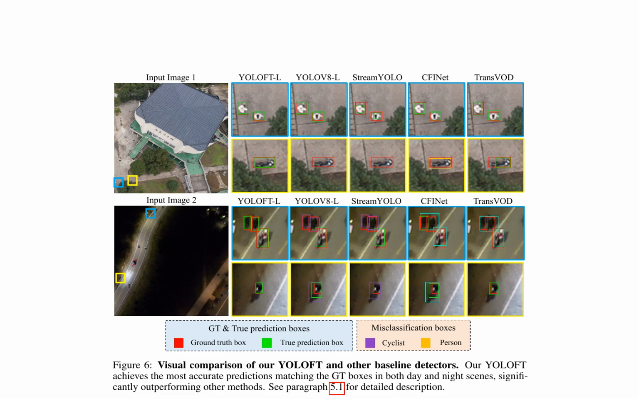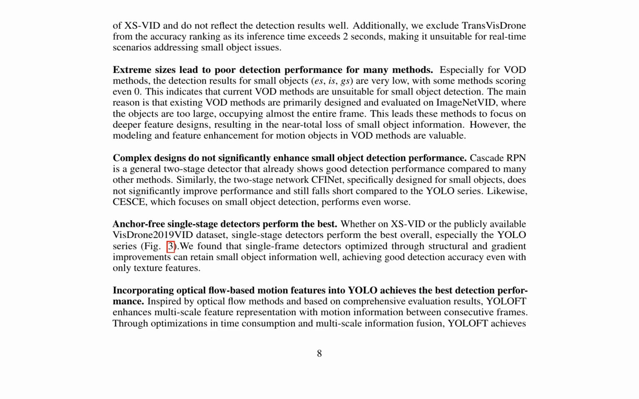Existing video object detection (VOD) methods struggle to detect small objects due to their primary focus on larger objects in ImageNet VID, leading to a loss of small object information and poor detection performance. In contrast, anchor-free single-stage detectors, such as the YOLO series, perform the best overall, retaining small object information well through structural and gradient improvements. Complex designs, such as Cascade RPN and CFI-NET, do not significantly enhance small object detection performance.